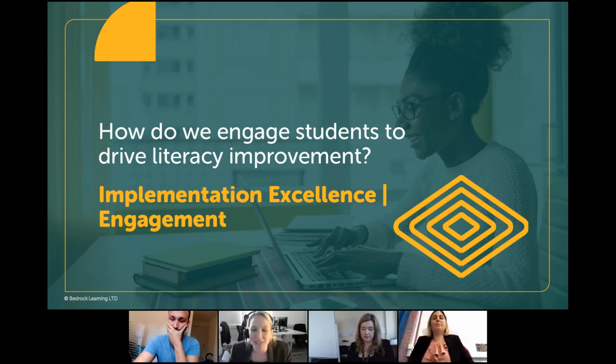Kelly, how have you engaged students to drive literacy improvement at Beacon Academy? So we have done a number of things. The first thing, touching back on an earlier question, was that we use Bedrock predominantly as homework. We don't really use it too much in the classroom.